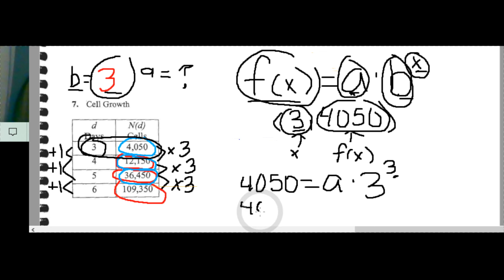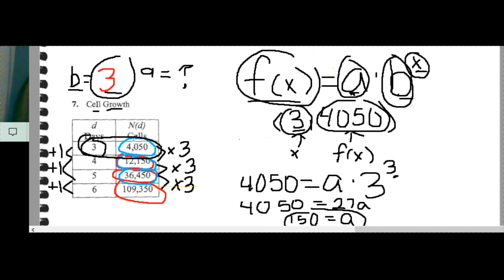So 4,050 equals 27 times a. And then to solve for a, I just divide by 27. And 4,050 divided by 27 is 150. So my initial value here, my a, equals 150, which means I started with 150 cells. When I first started this cell growth experiment, when no days had gone by, I had 150 cells.